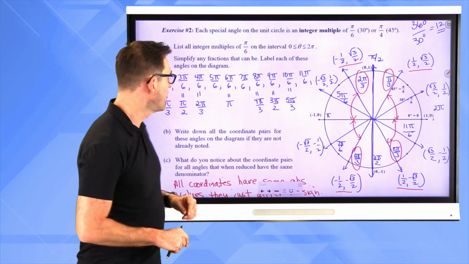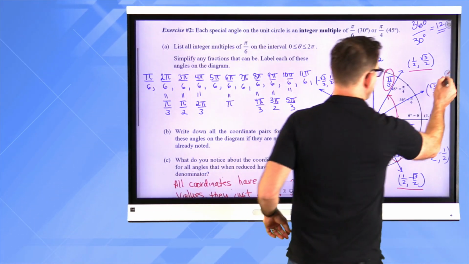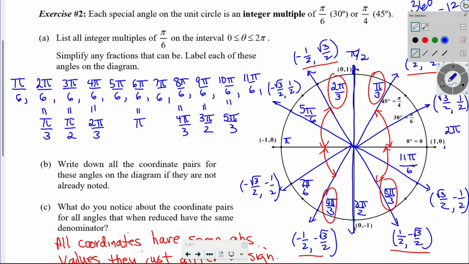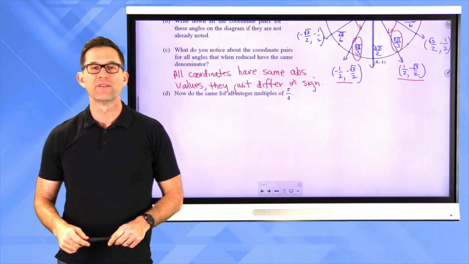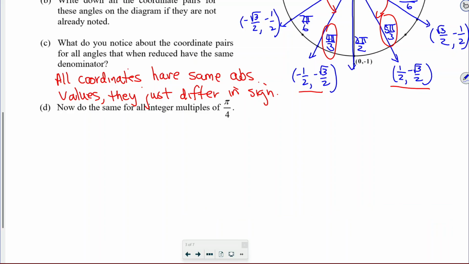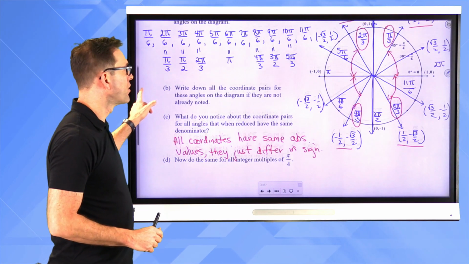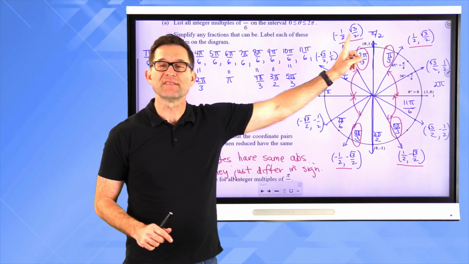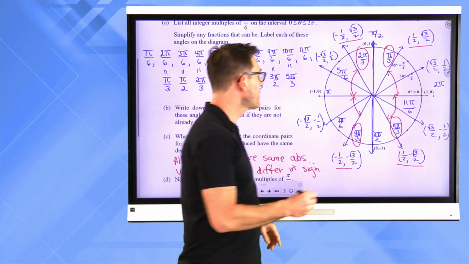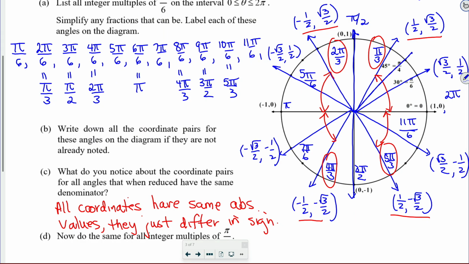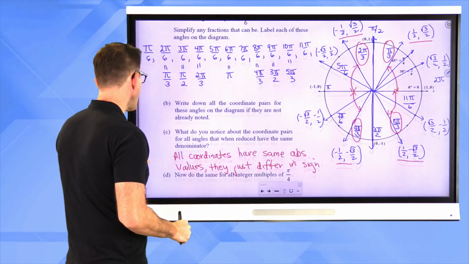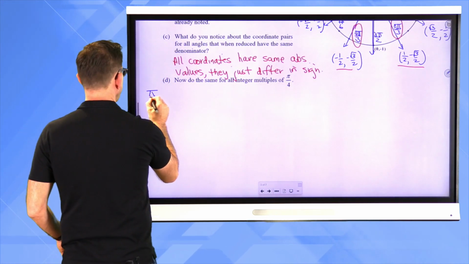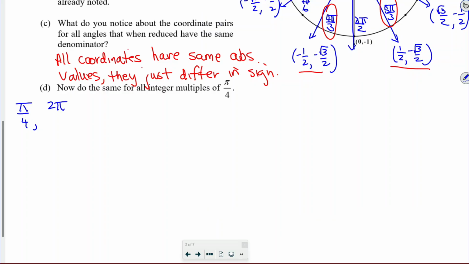Now, the one thing that we haven't done yet is dealt with the pi over 4's, all right? So let's get back and take a look at the pi over 4's really quick. There'll be less of those, thankfully. Letter D. Now do the same for all integer multiples of pi over 4. Now, pi over 4 is a very, very important angle. I mean, exceptionally important, because it's half of pi over 2. Specifically, pi over 4 is 45 degrees. It's half of 90.